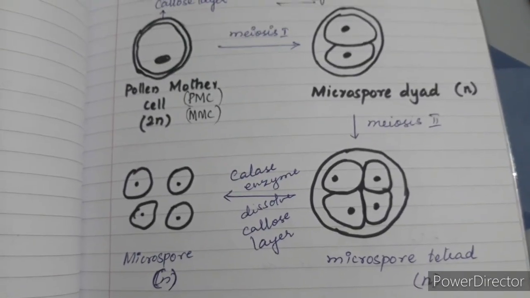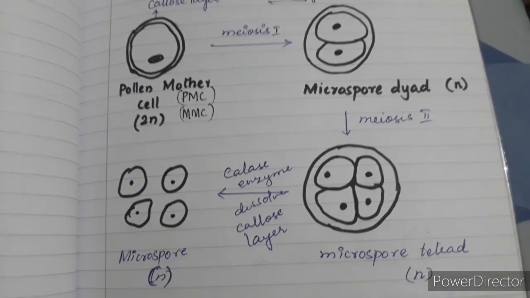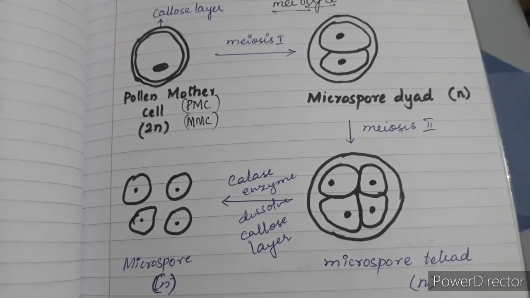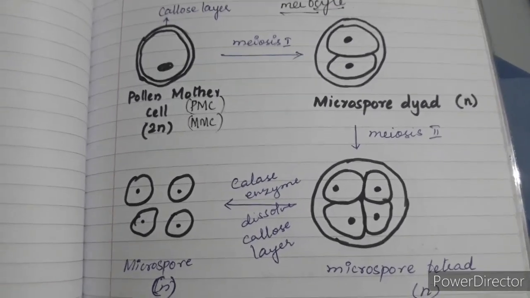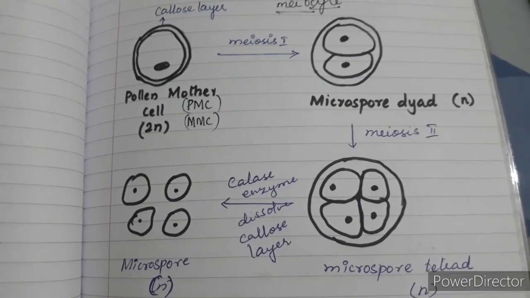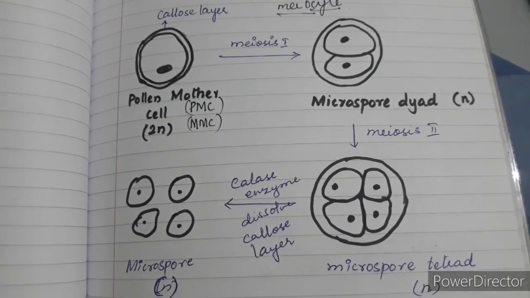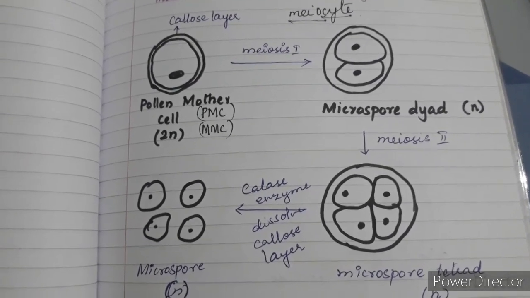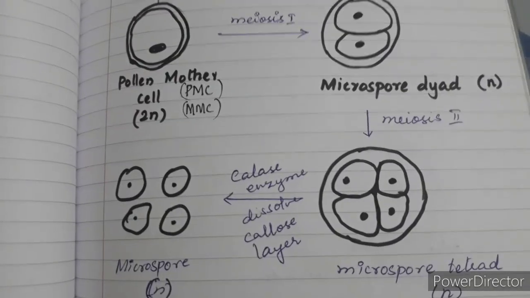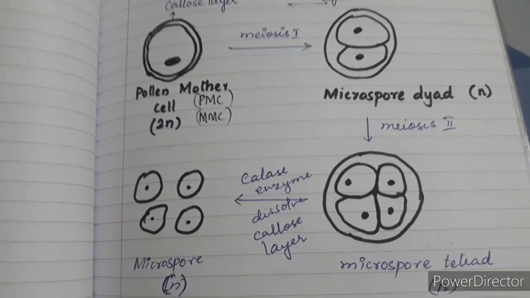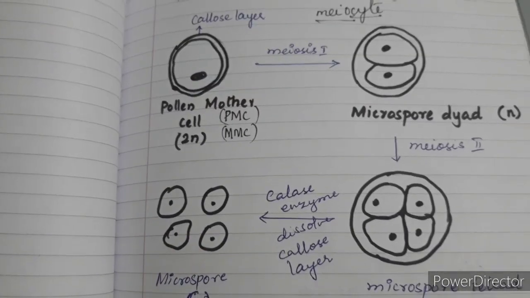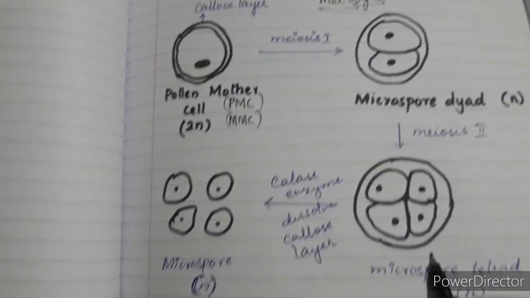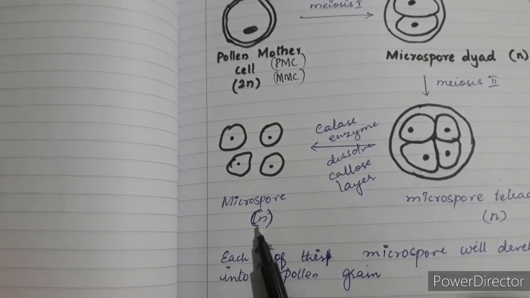So now each cell has to develop separately. How is that going to happen? The callose which is holding them together should be dissolved with the help of the enzyme callase. So that is the function of the tapetum, isn't it? Producing callase enzyme. That enzyme degrades the callose layer. All the 4 microspores which are in the form of a tetrad now come out individually.